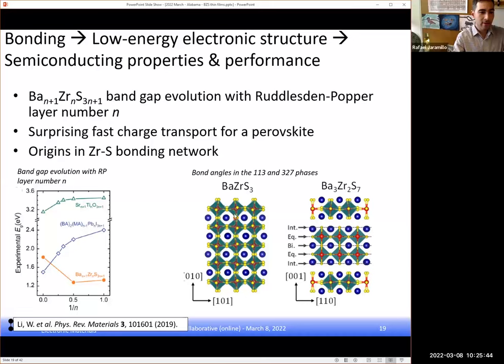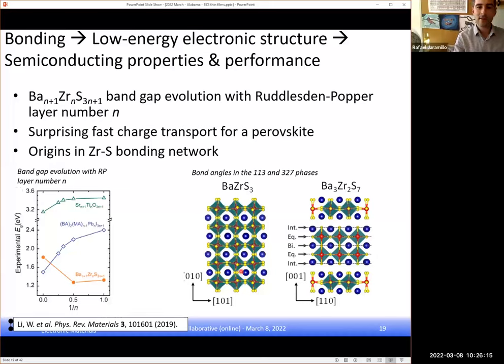So this is an illustration of the bond angles in this perovskite and this Ruddlesden-Popper structure. What I want you to see is that the tilt system straightens up. So the bond angles actually go closer to 180 degrees when you move from the 113 to 327. The key thing here is that these aren't really ionic crystals. These are ionic crystal structures, right? They're octahedrally coordinated. There are rock salt-like characteristics here, but they're really covalent crystals.